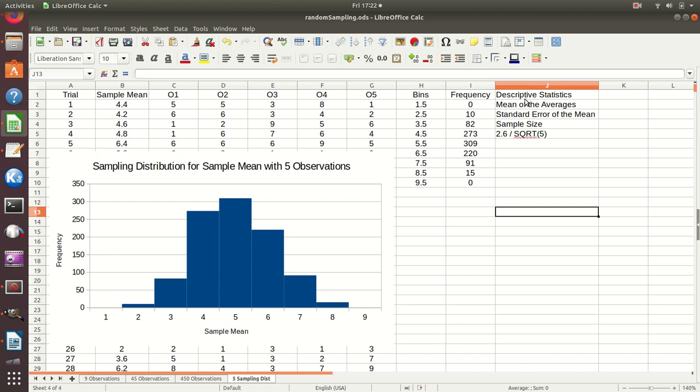So I've added the labels here already that are in part 2: descriptive statistics, the mean of the averages, the standard error of the mean, sample size, 2.6 divided by the square root of 5. So these are labels. And then I just need to add those items in.